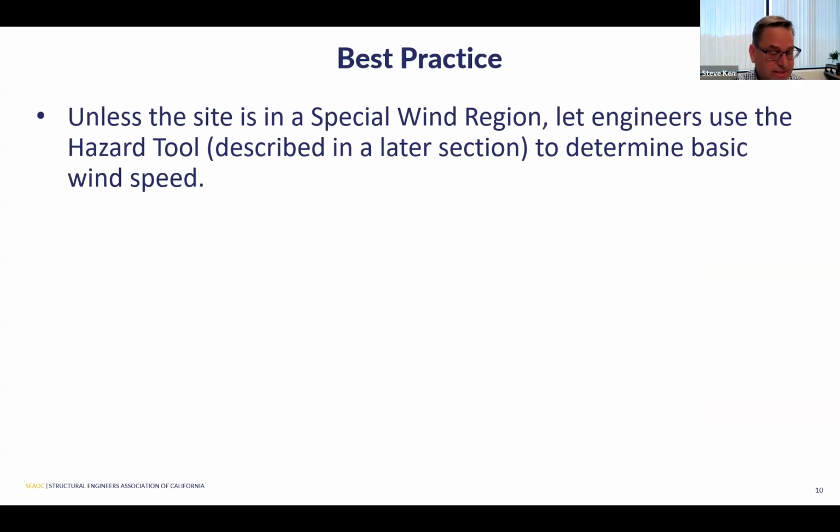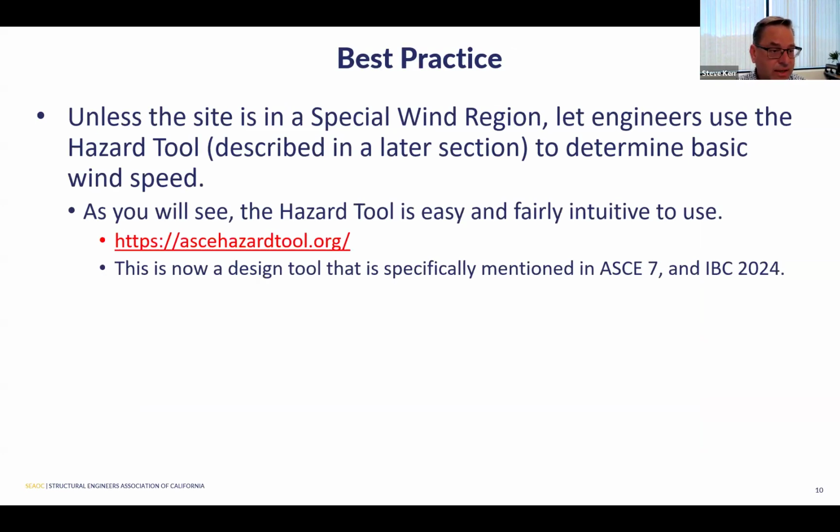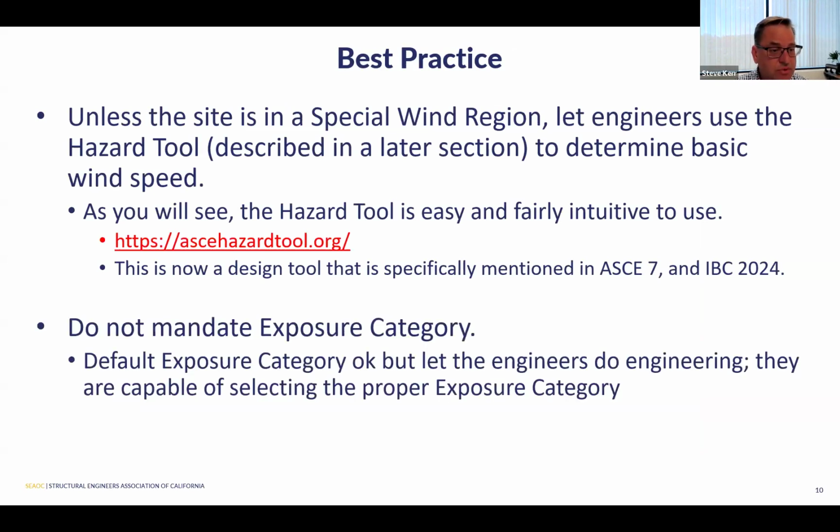So one of the things I'd like to highlight is that we have these hazard tools. Those are definitely an easy way for people to see what the wind speeds are. And if you do want to mandate exposure categories, a default is okay, but it's great to let engineers do the engineering and evaluate the exposure category. So that is the little part I have, Gwen, in a nutshell here. I'll go ahead and stop sharing and turn it back over to you.